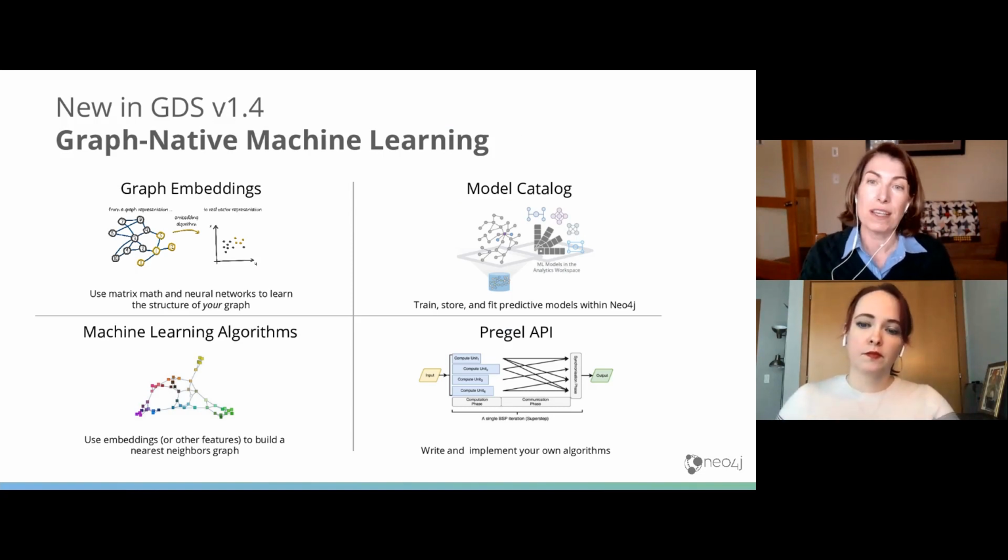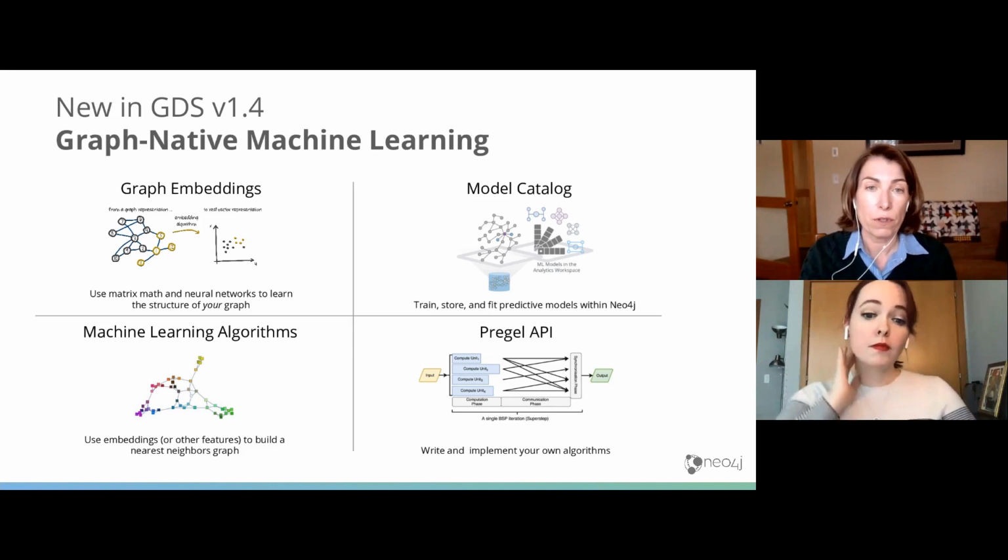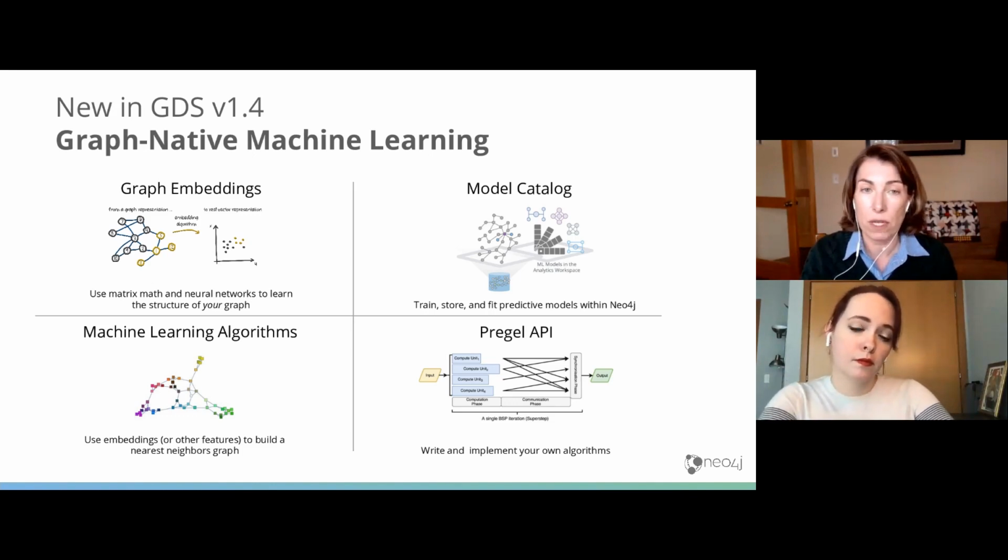And the four things that I would say are the key evolutions in GDS 1.4 that give us the graph native machine learning. First and foremost is the graph embeddings themselves, where we're using matrix math and neural networks to learn that structure, that representation of your graph itself, so you can then use it in other machine learning tasks. We've also included a model catalog, because if you're going to train on your graph and create your graph embeddings, you want to also be able to store and fit predictive models, and do that within Neo4j itself.